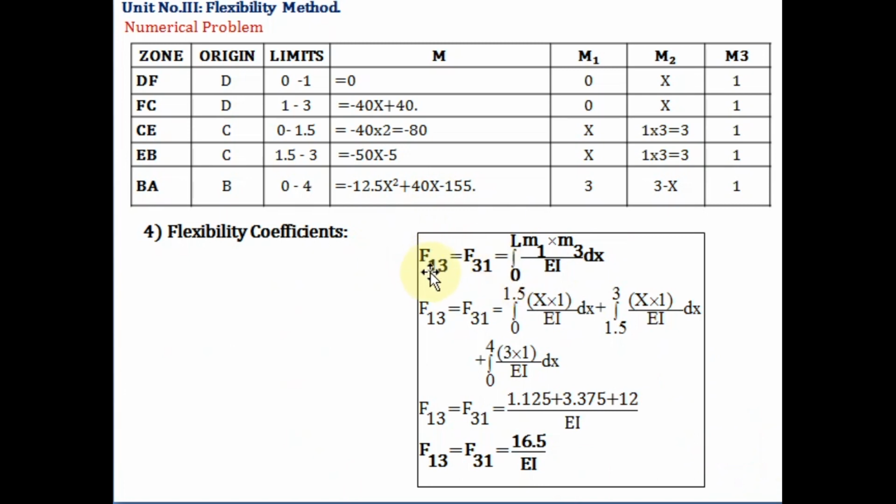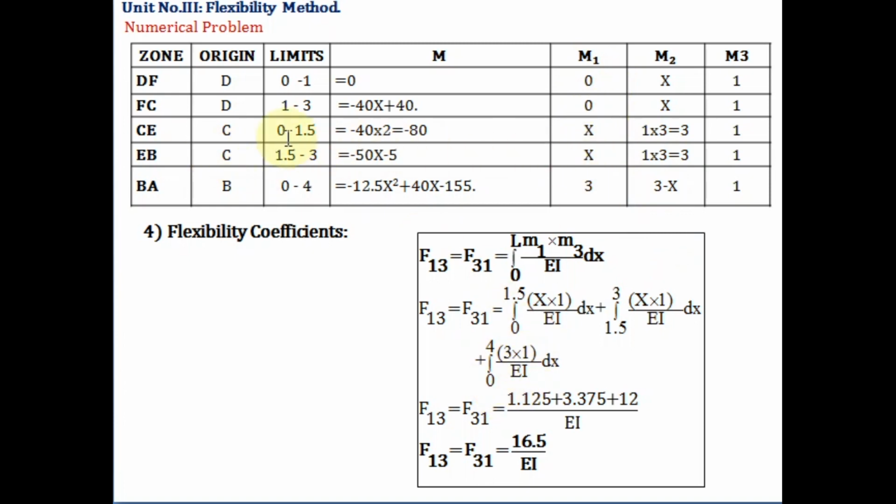The next is F13 equal to F31. So here M1 should be multiplied by M3 or M3 should be multiplied by M1. Both will be the same. So for the first two zones, the value of M1 is 0, so for those terms the values will be 0.